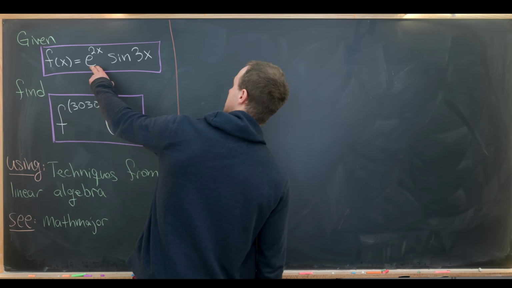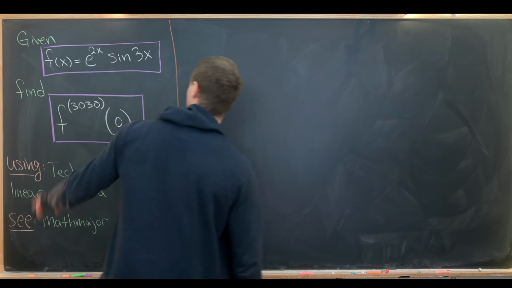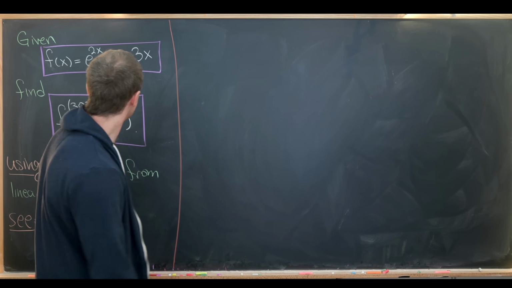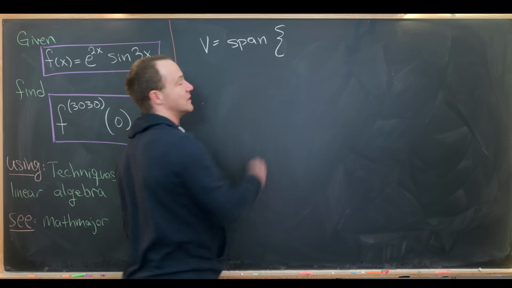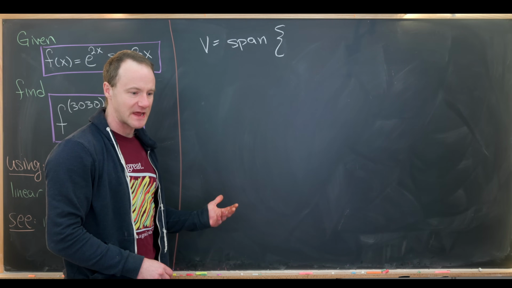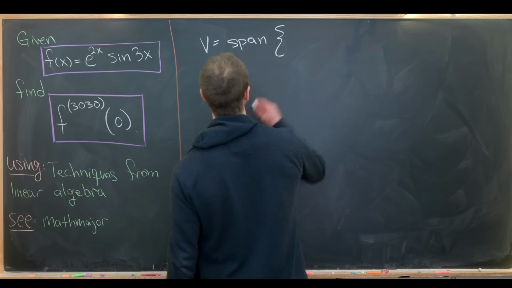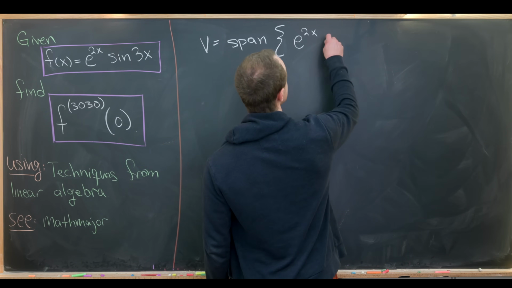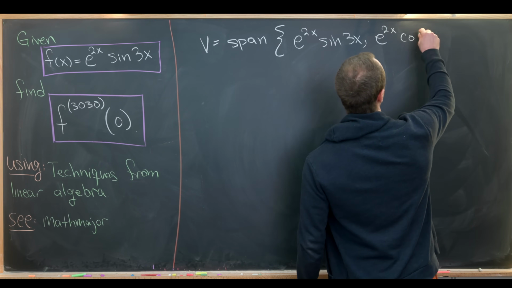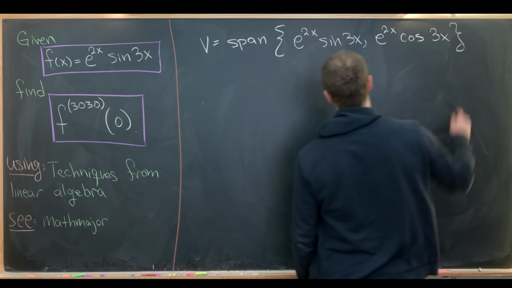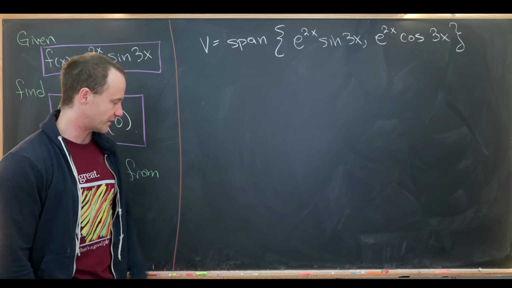So what we want to do is think about this e to the 2x sine 3x along with its companion, which is e to the 2x cosine 3x. And then we'll set V equal to the span of those two functions. What do I mean by the span of those two functions? I just mean all linear combinations of those two functions. So this is e to the 2x sine 3x, and then e to the 2x cosine 3x. Great. And so let's notice that this is a two-dimensional vector space over the real numbers.